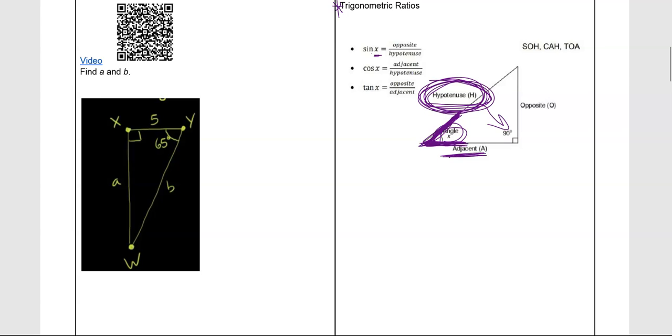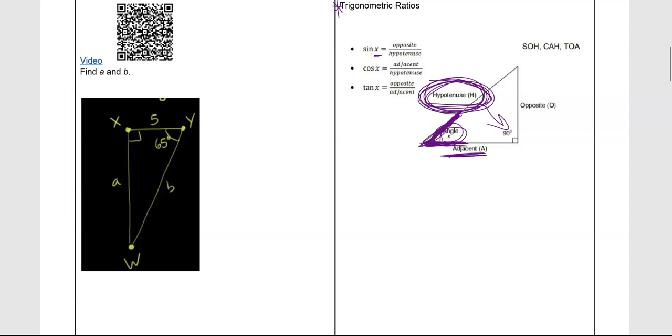It is not a standard like with A, B, and C, where it doesn't matter if A is one and B is the other, or B is one and A is the other. In trigonometry, it matters which side is which. The side that's always the same is the hypotenuse. That's the longest side. It is across from the 90-degree angle.